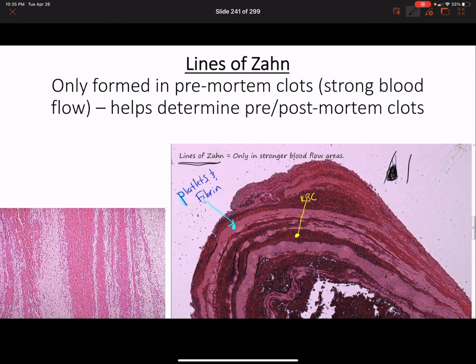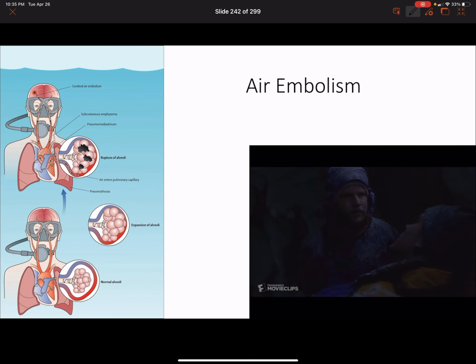Lines of Zahn, so these are formed pre-mortem. So when someone's living and they get a clot, the high blood flow somehow causes kind of like rings on a tree stump. We're going to have platelet and fibrin, red blood cells, platelet and fibrin, red blood cells. So people get clots sometimes after they die, but they won't have these lines of Zahn. That's why they're a useful diagnostic feature. Again, red blood cells, platelets, and fibrin. So lots of different types.